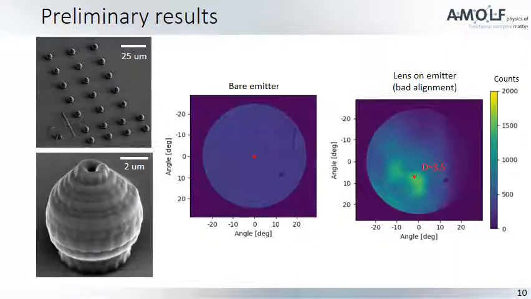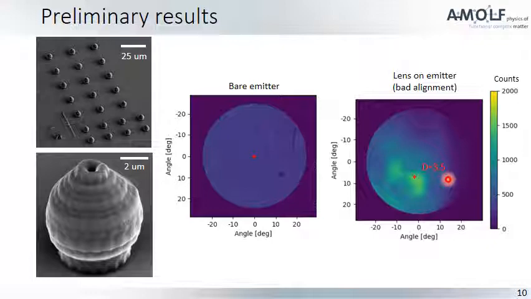Also from the current material system we have some results. Here again scanning electron microscope images of the lenses. And here are the results from a bare emitter that gives a very uniform Fourier image, and from a lens on top of the emitter, where we see already a bright spot appearing, but with only a directivity of 3.5. This is still far away from the directivity of 300 that we expect from theory, but this was a very first sample, and there are still some optimizations that need to be done.